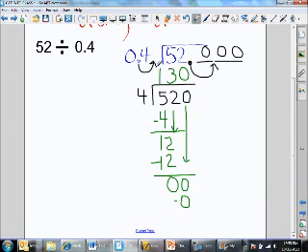So the final answer is 130. Although I did something wrong there. What's wrong with saying 130? Tell your neighbor. Yep, I goofed. You shouldn't say "and." The answer is 130. I hope this helps.